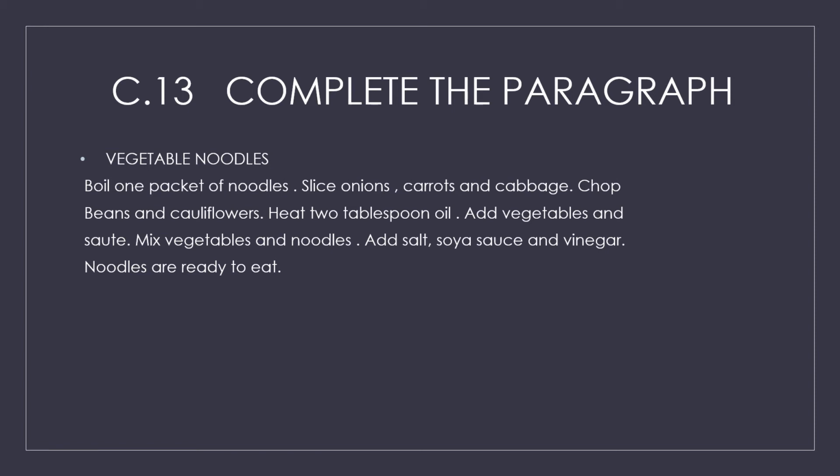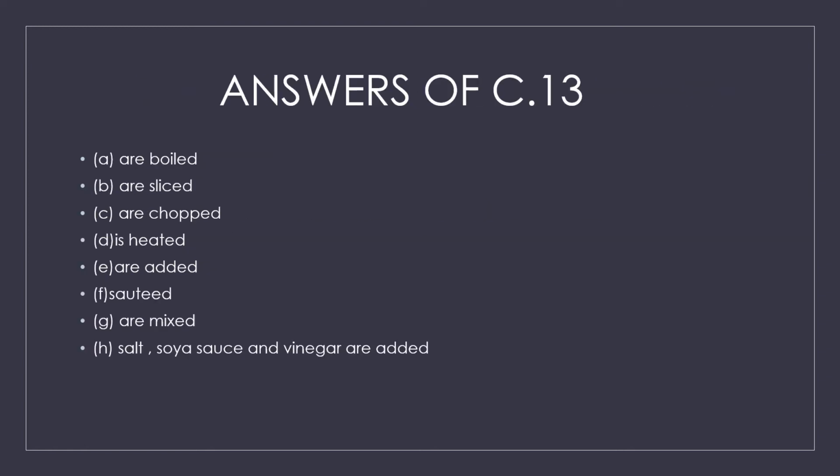Now I'll just repeat what was filled in the blanks. A, are boiled. The next blank, are sliced. C, are chopped. D, is heated. E, are added. F, sauteed. And then vegetables are mixed with noodles. Finally, salt, soya sauce and vinegar are added. The noodles are ready to eat.